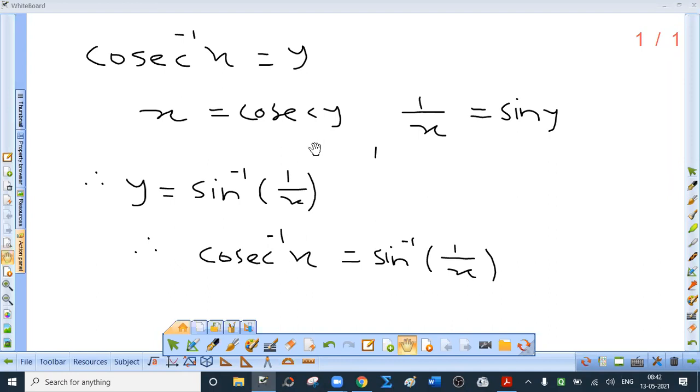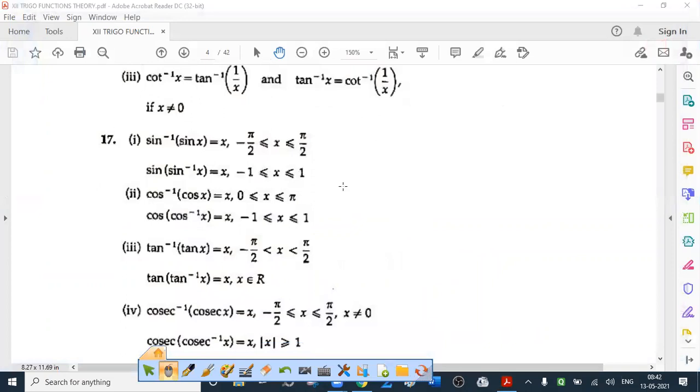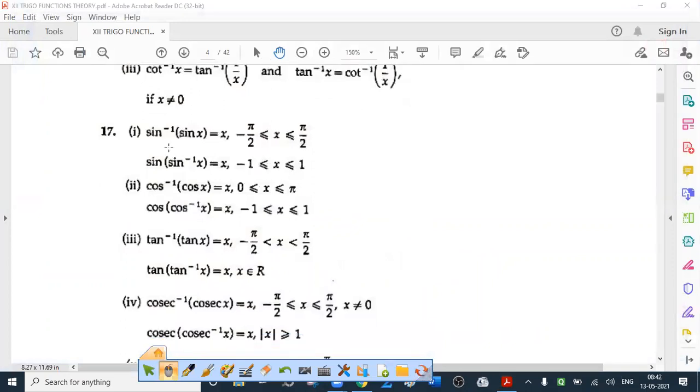This part will not be asked in exam. In fact, we have done this in derivatives, right? See, same is true for other ratios. 17th also we have done. In fact, 17, 18, 19, 20th. All results we have at least either proved or verified.